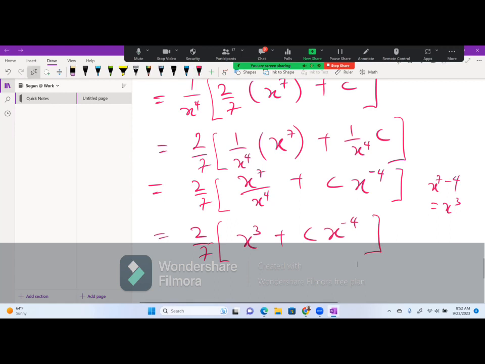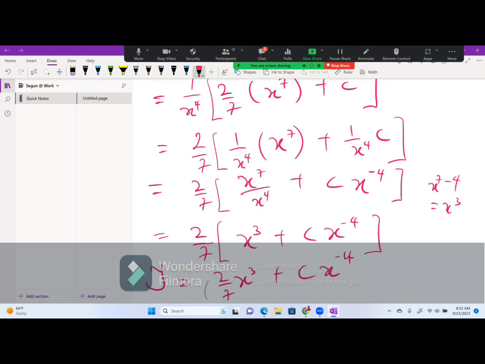That is our general solution. You can leave it that way to be your general equation, or you can multiply both sides. Everything you have there is still the constant. That is y equals 2 over 7 x raised to the power 3 plus c x raised to the power minus 4. Now, remember 2 over 7 is still constant. Anything you multiply with constant is still constant. So that's why we just leave it that way.